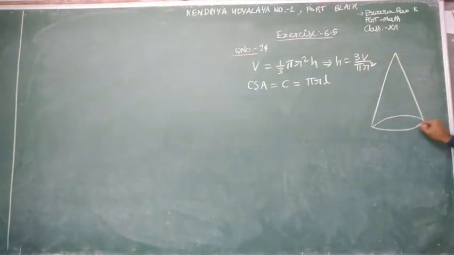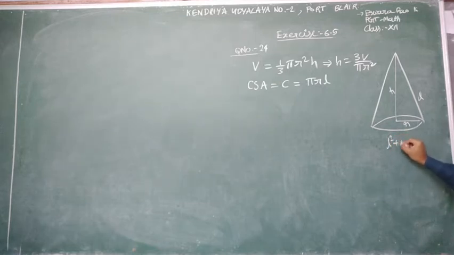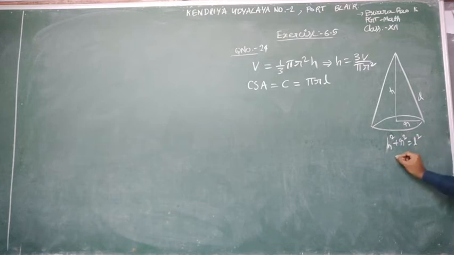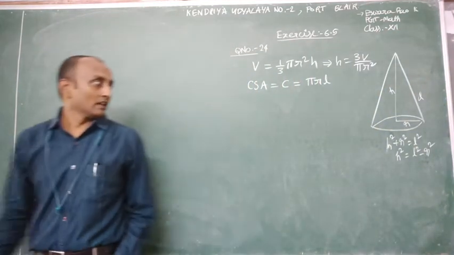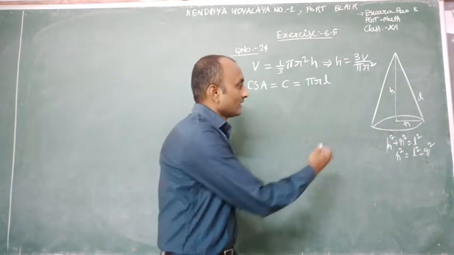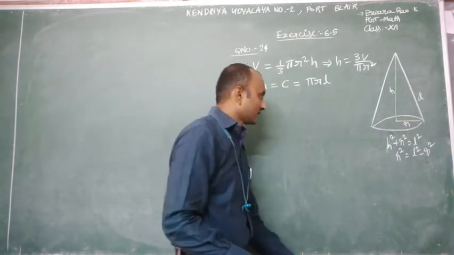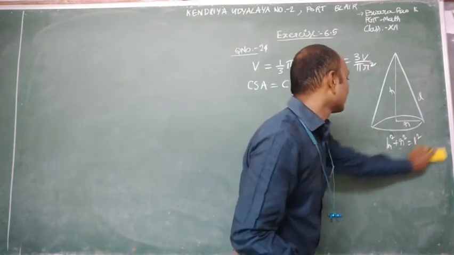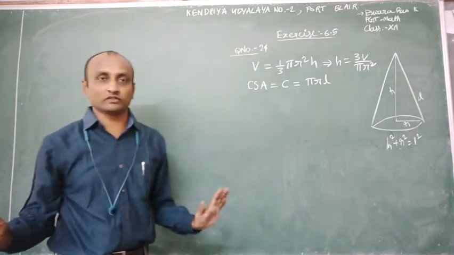In the cone, what is the relation between L and h? This is h, r, L. You know very well, it is h square plus r square is equal to L square. So I can take h square as L square minus r square, or r square as L square minus h square, whatever it is. But here we need h square plus r square is equal to L square. Hope you got this one now, right?